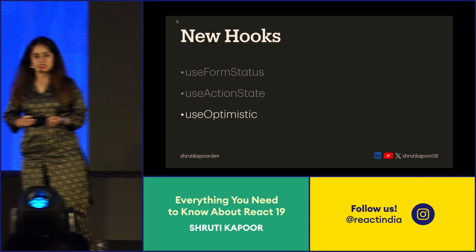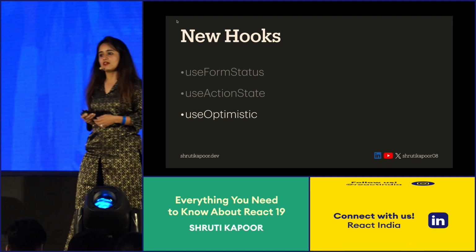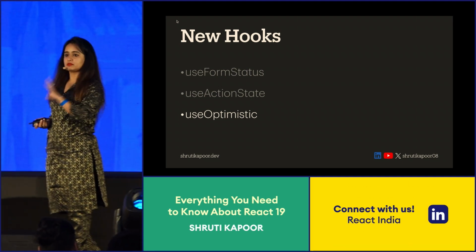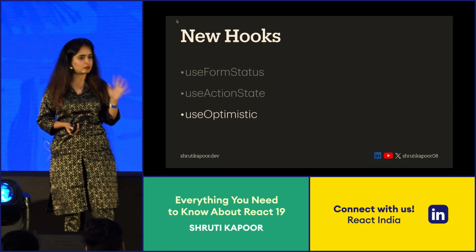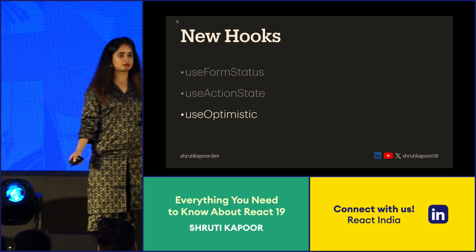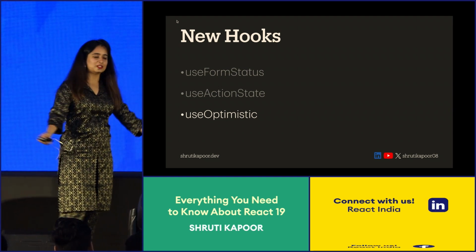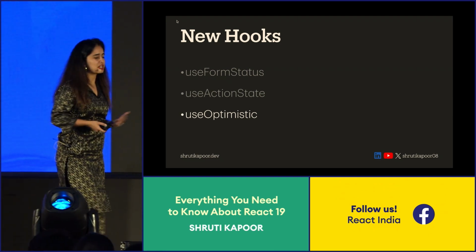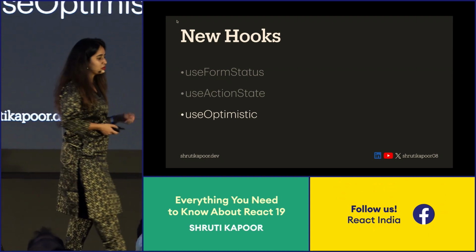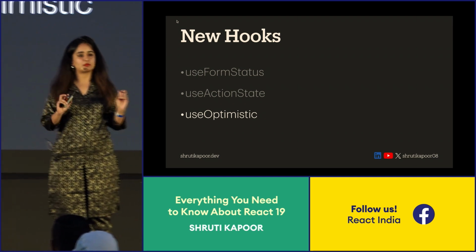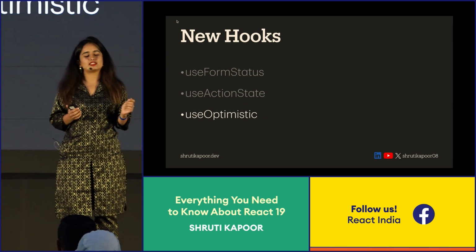Now, the final hook that I'll talk about is the useOptimistic hook, and this hook is really helpful if you want to show some data which is optimistically rendered. Anybody here who knows what optimistic rendering is? Cool. I'm glad I'm asking this question because I thought I would just assume everybody knows. Okay. Optimistic rendering is when you want to show an optimistic, best case scenario of the result.